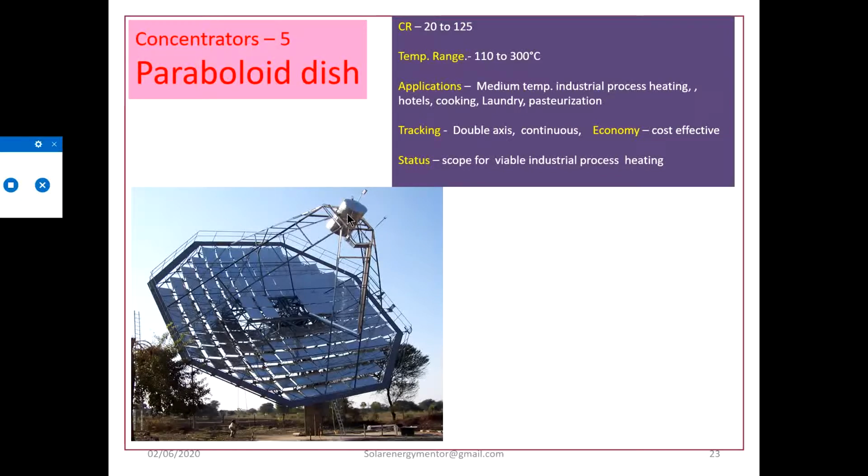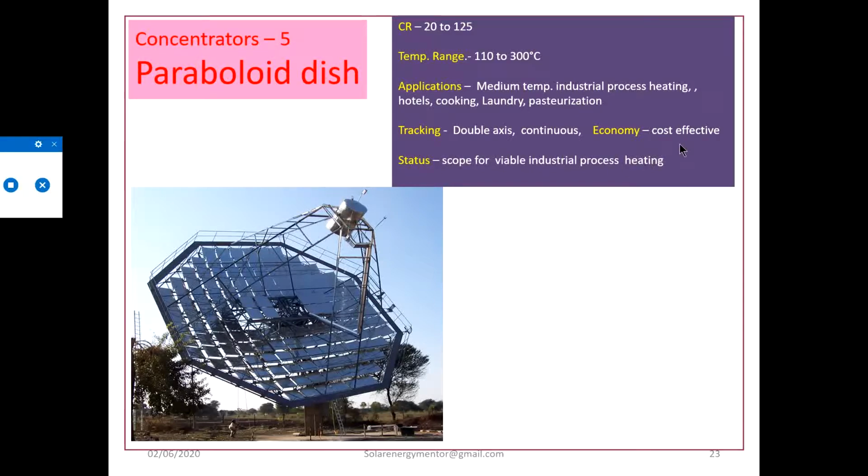This parabolic dish can be built in concentration ratios of 20 to 125. Temperature range is 110 to 300 degrees Celsius. Applications: medium temperature industrial process heating, hotels, cooking, laundry and pasteurization. The tracking needed is double axis, and continuous tracking is needed.